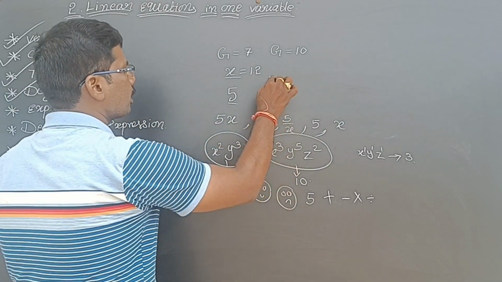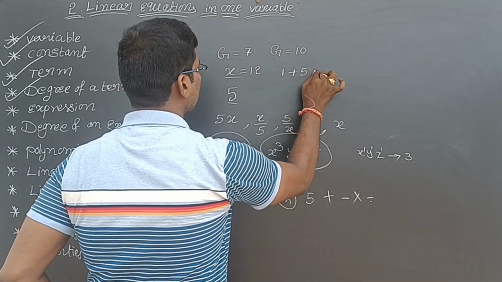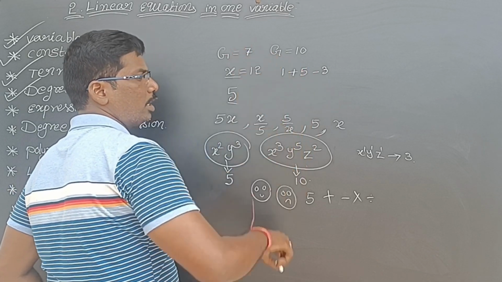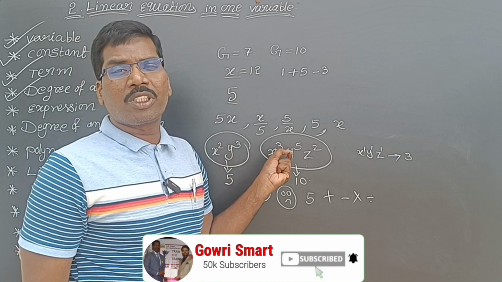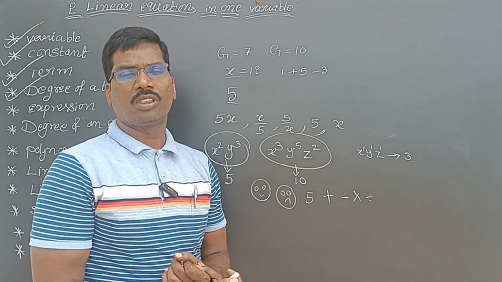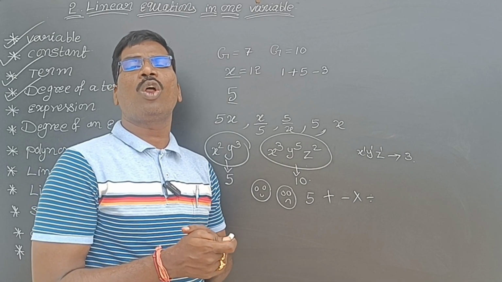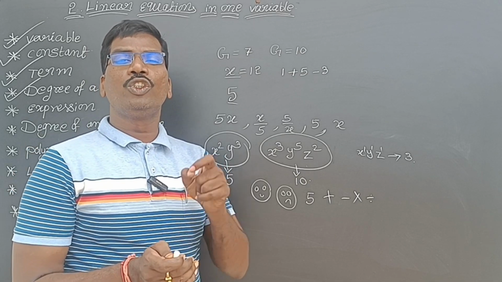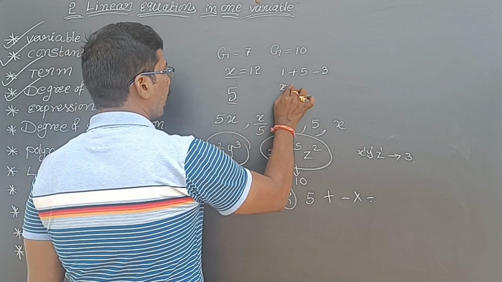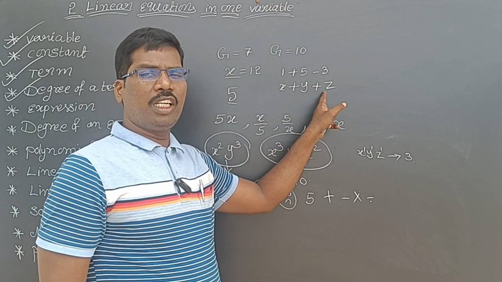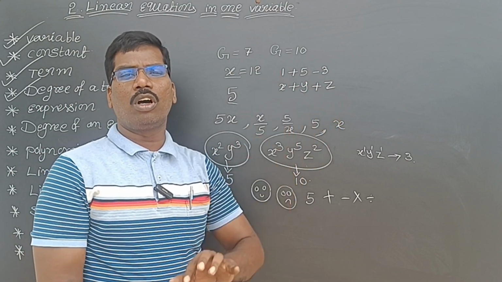One is the numerical expression. See here, if I read this one, 1 plus 5 minus 3, what is this? A numerical expression. The expression which has only numbers in it with fundamental operations, plus, minus, into or division, is called a numerical expression. Next, x plus y plus z. The expression which has variables in it is called a variable expression.